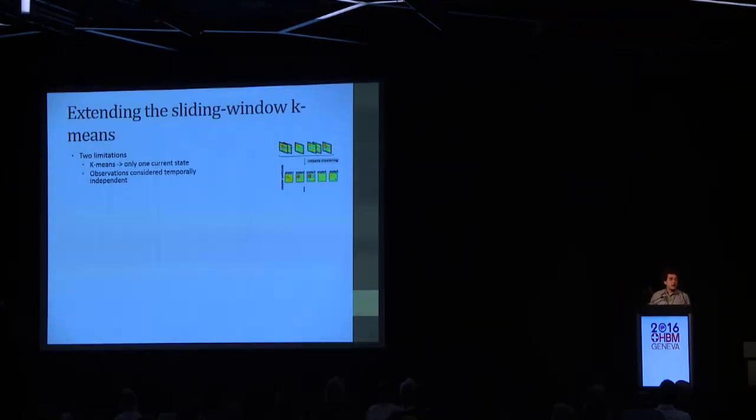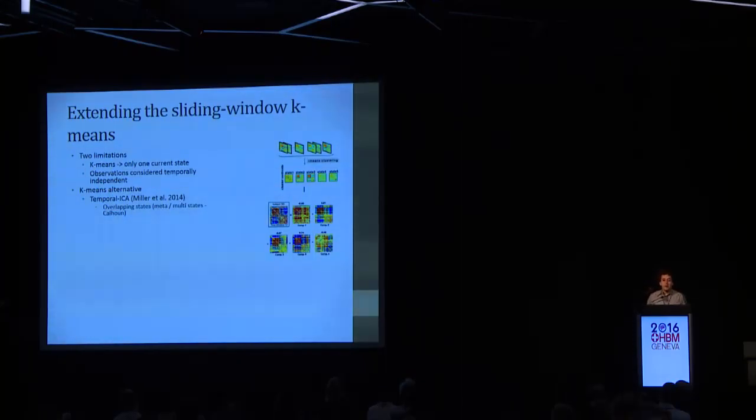So there are two different ways that people have tried to address these limitations already. As an alternative to the k-means, the group from Cairo has tried to use temporal ICA to identify overlapping states. And the output you get from this method is a weighted average of covariance matrices, so all the states, and they've been called meta or multi-states. This is an interesting method, but it relies on the assumptions of ICA, which is temporal independence.